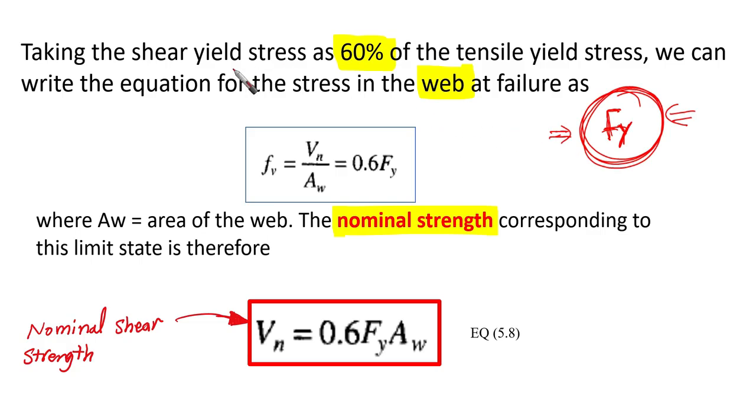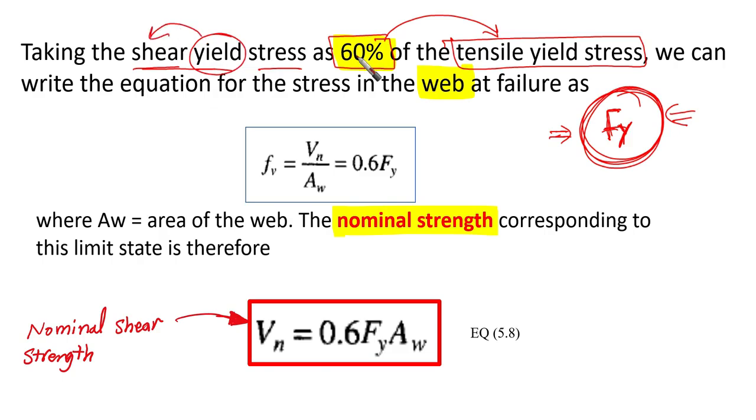Tensile stresses, I mean. But for shear yield stress, we are going to consider it as 60% of the tensile yield stress. So our shear yield stress, the yielding in case of shear, is going to be 60% of the tensile yield stress. This means that steel in general, in tension, is much better than in shear, right? Because the limit here is 60% of the tensile yield stress.